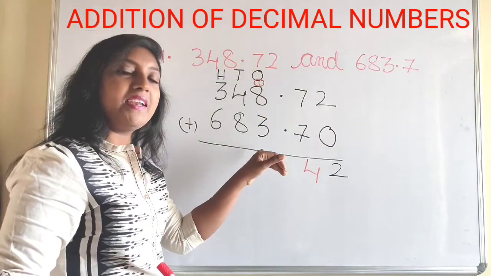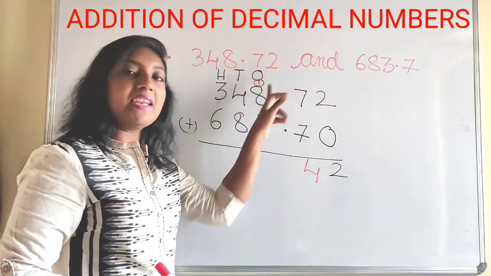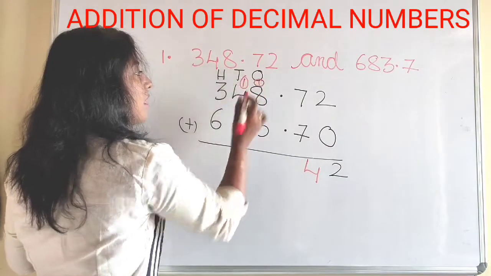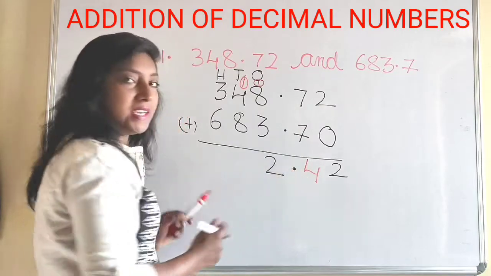8 plus 1 gives 9. 9 plus 3 gives 12. And here also we get the carryover. So place here 1 and 2 here. And don't forget to place a point here.